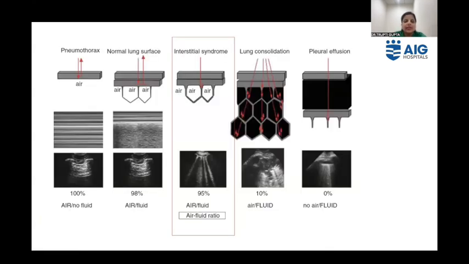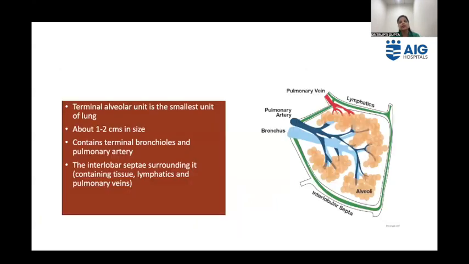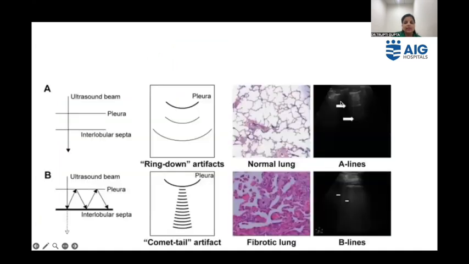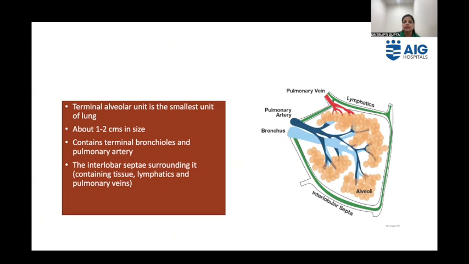Now coming to interstitial syndrome, here we have an air fluid ratio, and to understand this, we should first understand what the alveolar unit is. So basic anatomy is very important here. It is the smallest unit of the lung, about 1 to 2 centimeters in size. It contains the terminal bronchiole and the pulmonary artery, whereas the pulmonary veins and the lymphatics are seen in the interlobular septae. So what happens during interstitial syndrome is that this septae gets widened. There'll be deposition of fluid or any other fibrotic material here, and they'll be widening here.